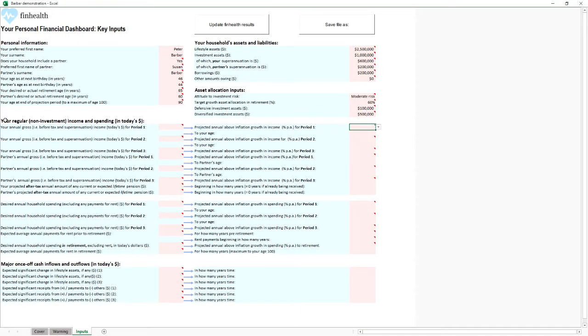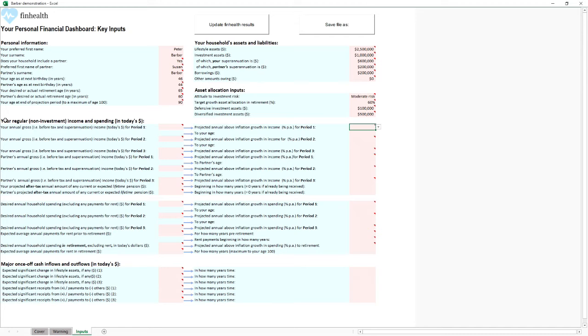Next, we complete the regular non-investment income and spending in today's dollars section. This is probably the most complex area of the required inputs to complete, particularly for those who are many years away from retirement or financial independence. However, for most who fall in this category, the assumptions made in this area will heavily influence their likelihood of achieving financial independence as they drive expected future savings and projected investment wealth.